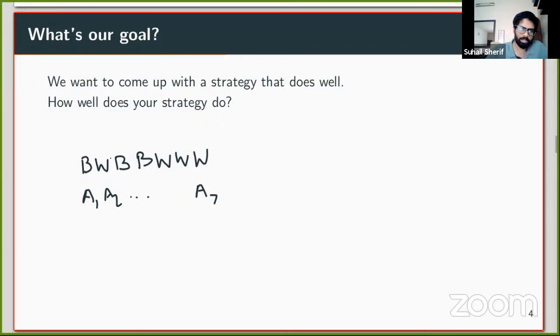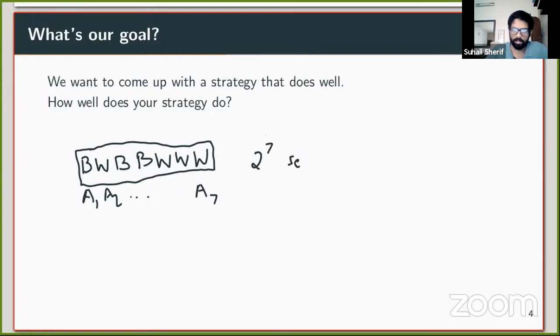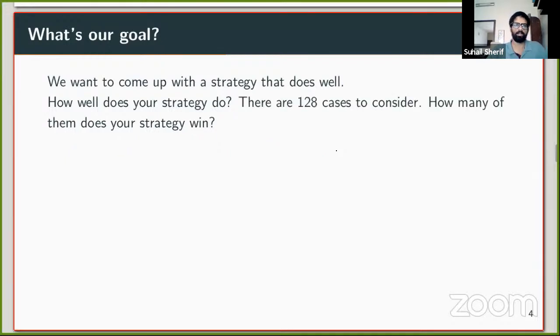And how many possible settings of this are there? Can anybody quickly calculate that? This is just one of the possible settings. 2 to the power 7. Yes, so there are exactly 2 to the power 7 settings. And when we want to evaluate how well a strategy does, what we're going to be asking is, of these 2 to the power 7 settings, how many do you actually win? So we want a strategy that maximizes the number of winning settings.